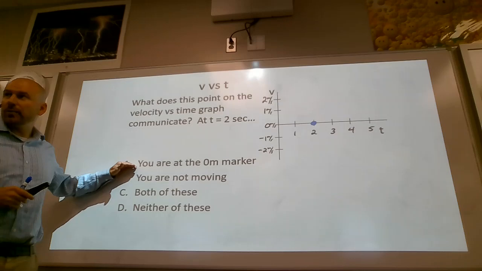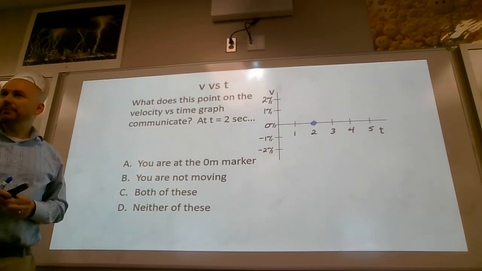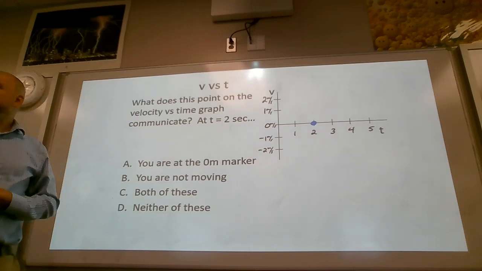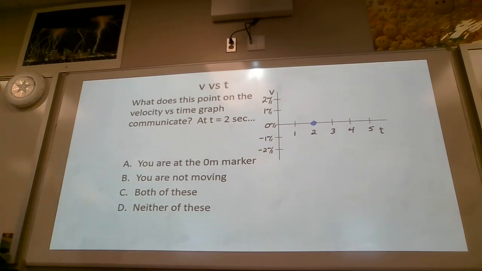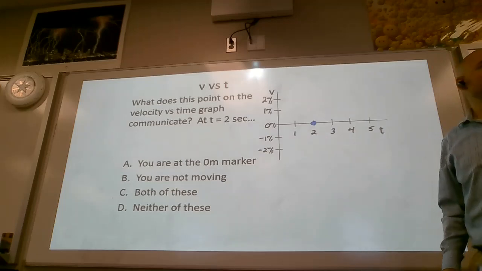You could be at the 0-yard marker, but you could be anywhere on the football field at 0 meters a second. You okay with that? It's important to know what a graph tells you, but also what it doesn't tell you. This velocity versus time graph tells you how fast you're going in which direction, but does not tell you where you're located, your position.